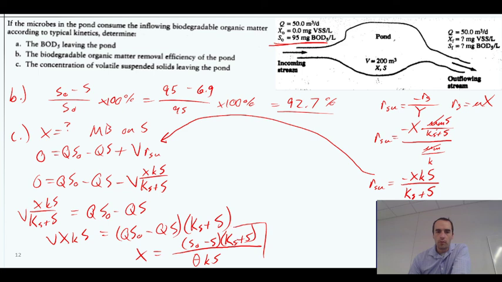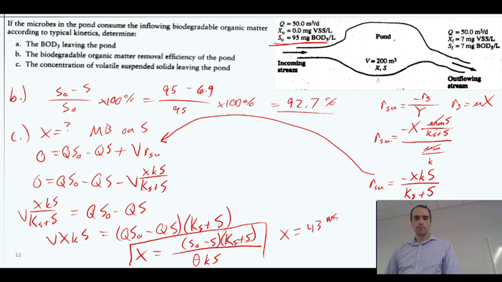This is the microbe concentration in a CSTR at steady state given these conditions. So we can use that and put in the numbers we know. I'm also going to give you this equation on the formula sheet, but again, this is the pond equation. That gives us an answer of 43 milligrams per liter of VSS.